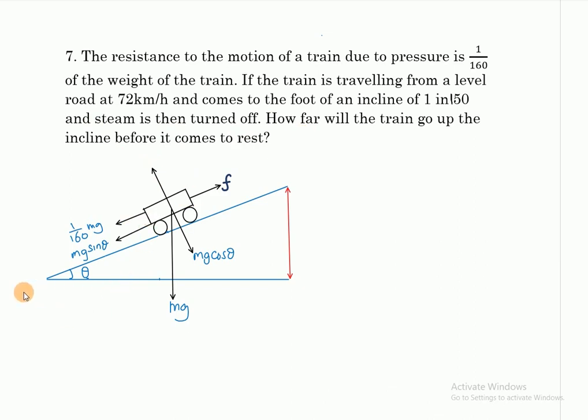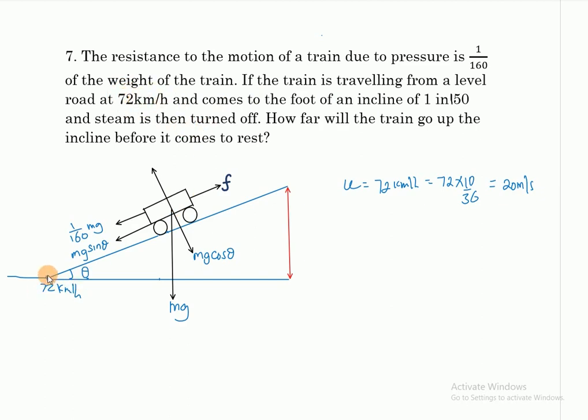We are assuming that this train was moving on a horizontal track, then it came to here where it was traveling at 72 kilometers per hour. So we have that the initial speed u is equal to 72 kilometers per hour, which is the same as 72 times 10 over 36, giving us 20 meters per second.